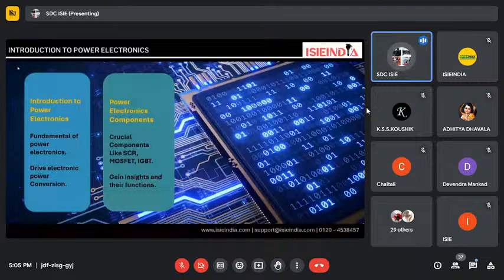So they are designing power electronic components as per the requirement. Basically, almost all power electronic components are made from silicon. They have N-type and P-type semiconductors, with majority charge carriers and minority charge carriers.